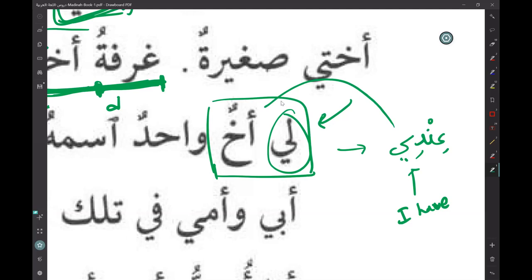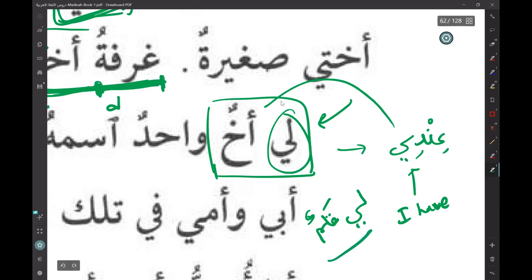At the same time, if you want to say "I have a pen," you cannot say "li qalamun." You can't say that, although the meaning is clear and everybody knows what you're talking about. Nobody will be confused, but everybody will know you made a grammar mistake. And this grammar mistake is a little bit different.